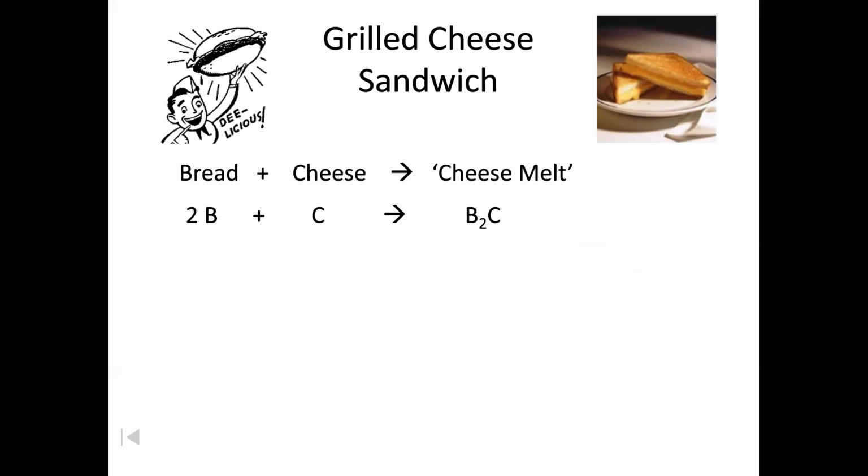So thinking about this, now making it a better chemical, I'm writing 2B plus C is going to make us B2C. How do we feel about the change between our coefficient and the little dangly bits there?